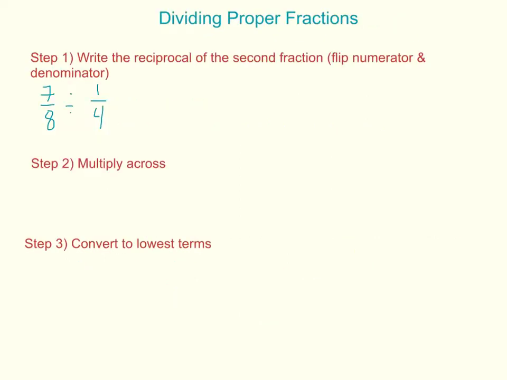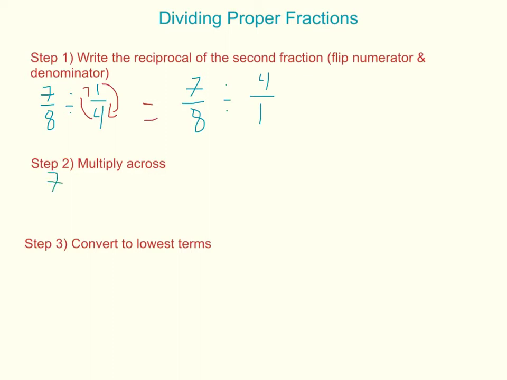So the first thing we're going to look at today is dividing proper fractions. And as you remember, proper fractions are when the numerator is greater than the denominator. So our question today is 7 over 8 divided by 1 over 4. The first step to solve this is to write the reciprocal of the second fraction, which is flipping the numerator and the denominator. So this 1 is going to come to the bottom, and this 4 is going to come to the top. So our new question is 7 over 8 divided by, and since the 4 goes to the top, 4 over 1. That's it.